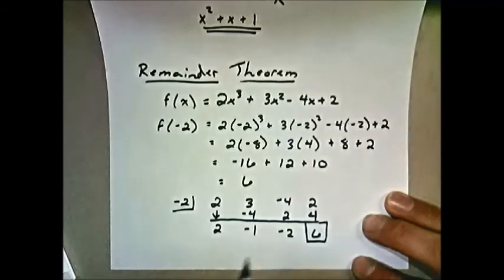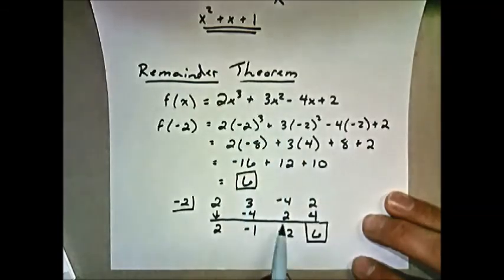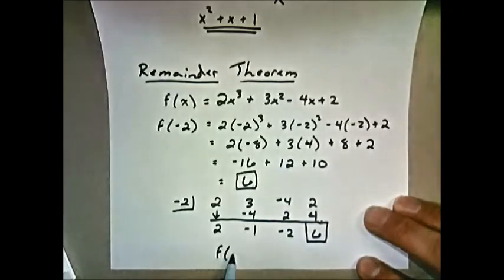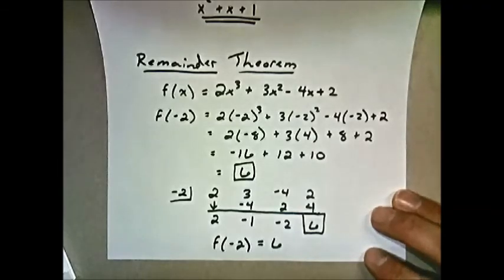Hey, if you notice, those two answers are the same. So instead of doing all of this work, a little synthetic division gives us the answer. So we can say f of negative 2 equals 6. And there's your answer.